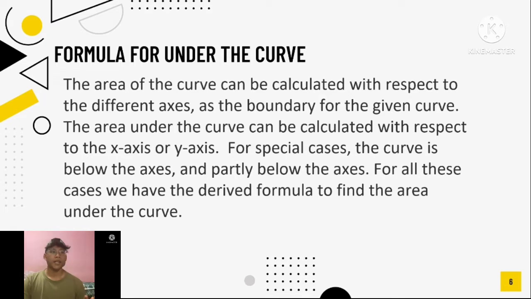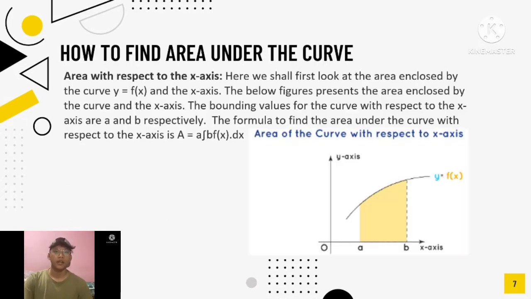The area of the curve can be calculated with respect to the different axes. As the boundary for the given curve, the area under the curve can be calculated with respect to the x-axis or y-axis. For special cases, the curve is below the axis or partly below the axis. For all these cases, we have the integral formula to find the area under the curve. And the area with respect to the x-axis is like here.